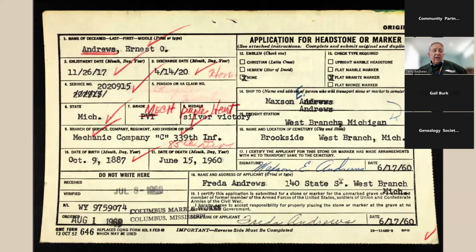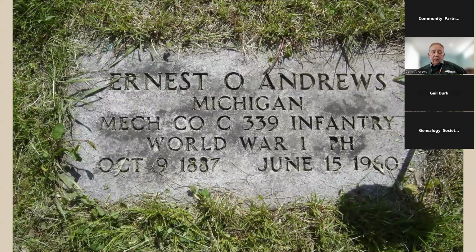The application for the headstone marker gave me some important information, like his service number, and confirmed what his grade was. He got the Purple Heart and the Silver Victory Medal. My uncle was who was requesting it, and who it was going to be shipped to. My grandma was who requested it, and the local cemetery was who took and installed it. So here's the result of that.